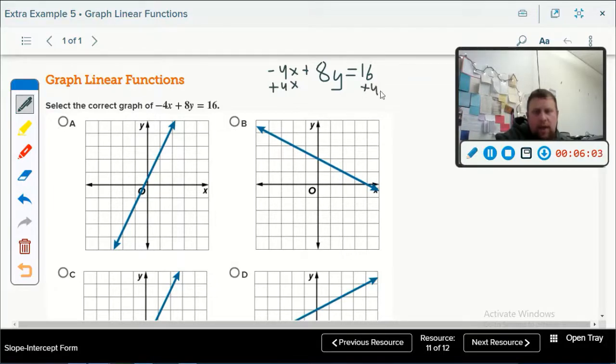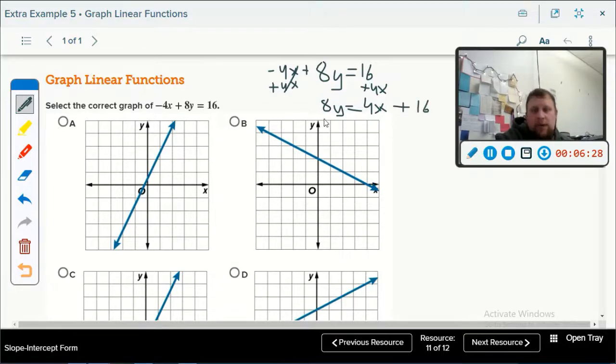Don't forget, you cannot combine unlike terms. What do I end up with? I end up with, stop it, Tim. I end up with, where am I at here? That's gone. 8y equals 4x plus 16, because that's a positive 16.